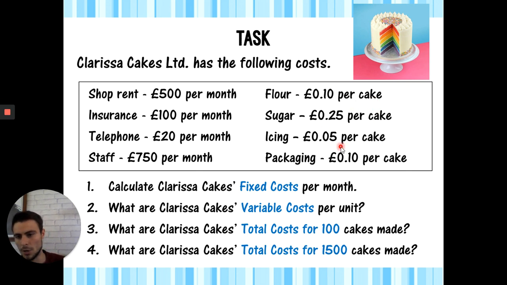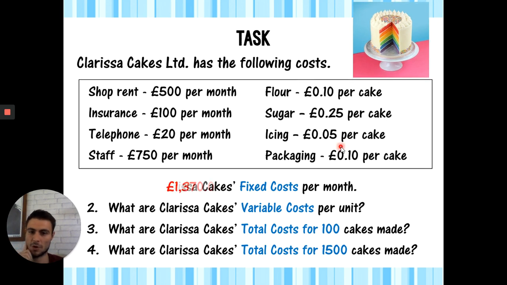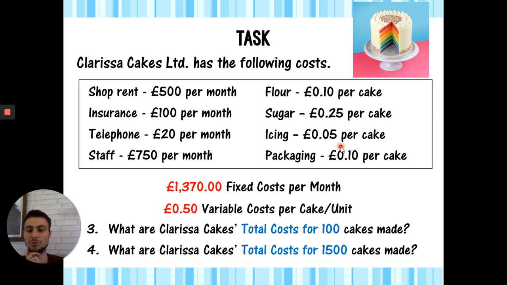So to work out number 1 and 2, don't do number 3 and 4 just yet, just 1 and 2. So work out the total fixed and total variable costs for Clarissa Cakes. You can pause me now. So hopefully that should be nice and simple with the calculator. So fixed cost should have been 1,370 and variable should be 50p per unit per cake.